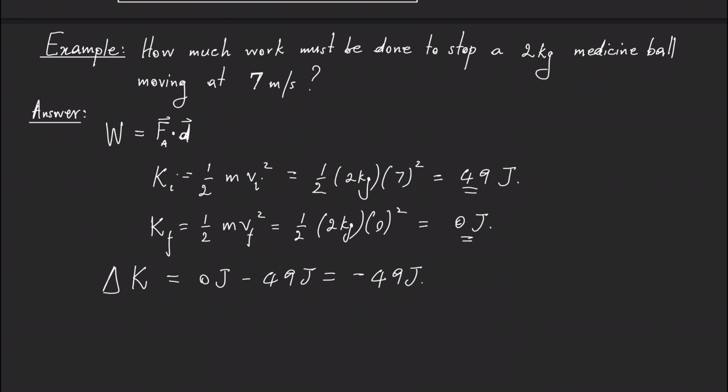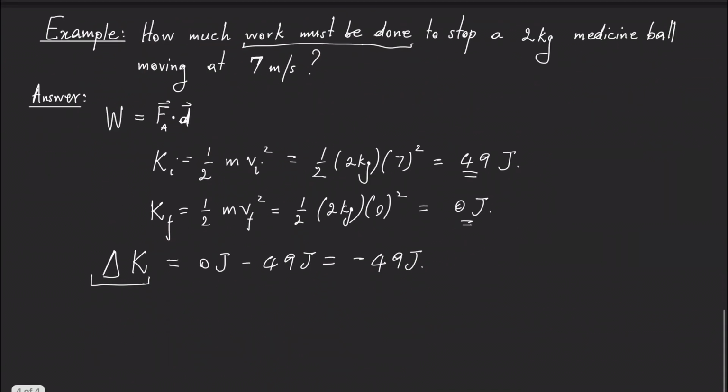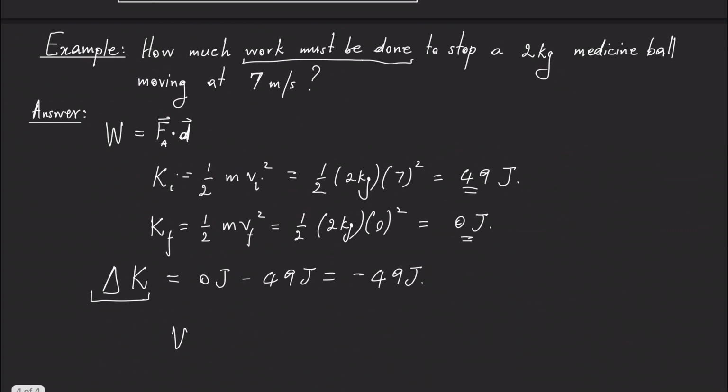But they didn't ask us to find the kinetic energy. They asked us to find the work which must be done. But remember, the work done is related to change in kinetic energy by this crowning relation. So essentially, we could equate the two. This means we can say the work which must be done has to be equal to delta K, which is minus 49 joules.